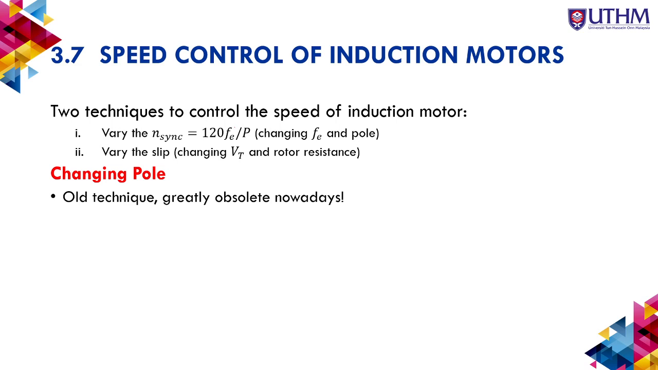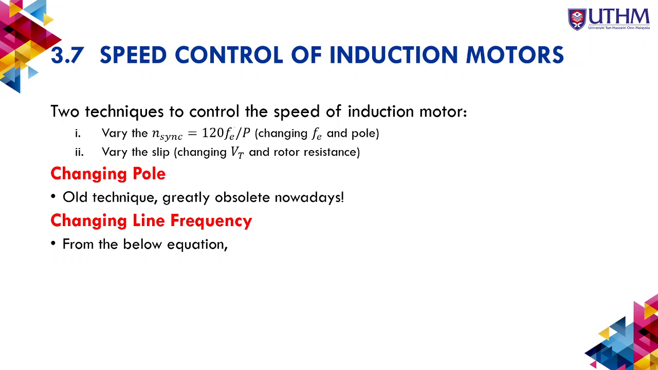So we look first at changing the poles. By changing the poles, either increasing or decreasing, because N-sync is inversely proportional, 1 over the number of poles. So by increasing the number of poles, we reduce N-sync. However, this technique is very old and greatly obsolete today, because you need to change the wiring of the motor.